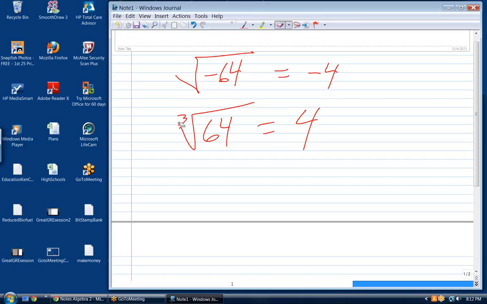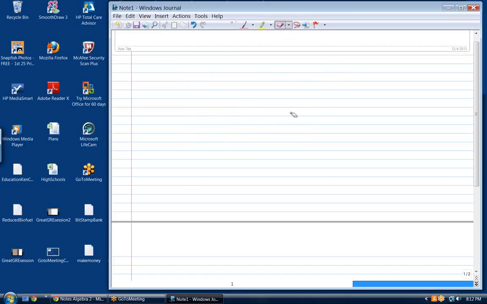In other words, the 5th root of -32 is -2. It's only even roots that have to be positive numbers, or else you get imaginary numbers. Okay. What else?